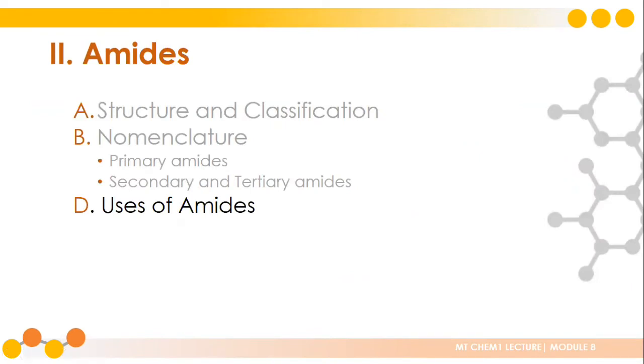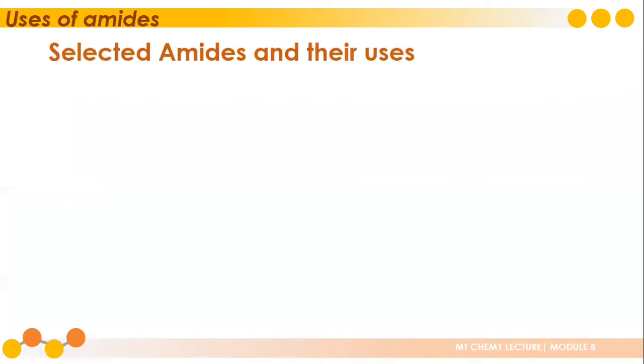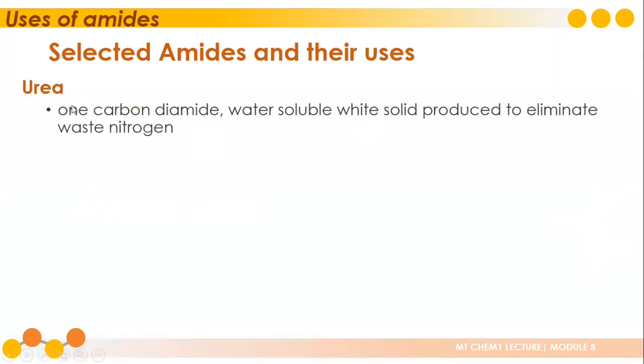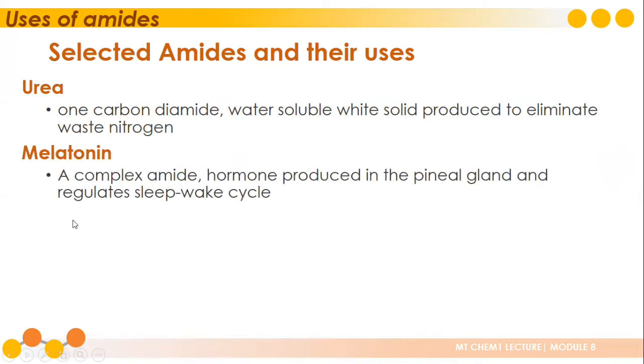We're now done with the nomenclature of amides. Let's proceed with the different uses of amides. Here are some selected amides and what are their uses. First we have urea. You might have heard of it when talking about anatomy. Urea is a 1-carbon diamide, which means it has 2 amides at both ends of the compound. It's a water-soluble white solid produced to eliminate waste nitrogen.